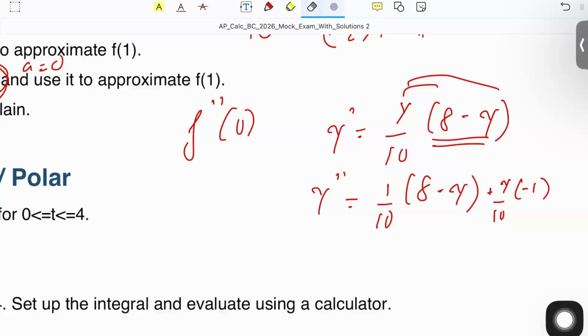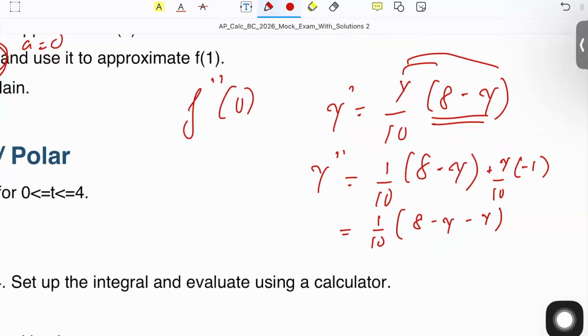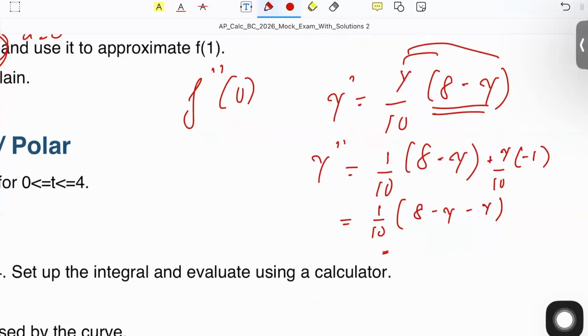So now I can factor the 1 over 10 out. So I have 8 minus y minus y. Yeah, so you're going to have 8 minus 2y.